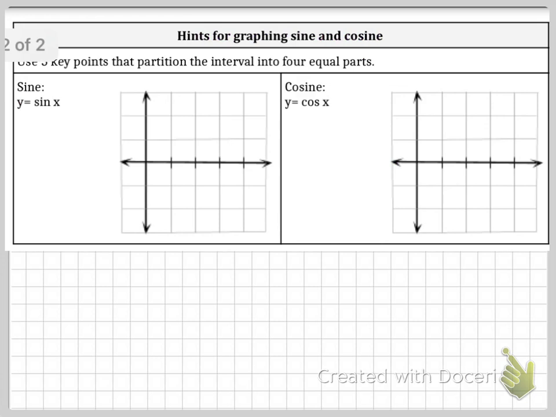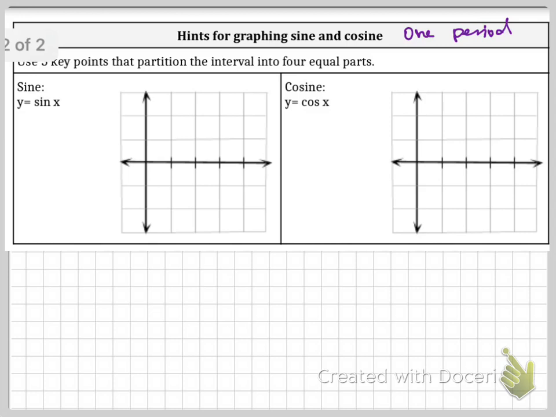So we're going to use 5 key points that partition the interval into 4 equal parts for the graphing of sine and cosine. We have 5 key points that you have to label. When we're graphing sine and cosine, we're only going to graph one period. Whenever you graph sine and cosine, these are the minimum amount of things that you need to show on your graph.